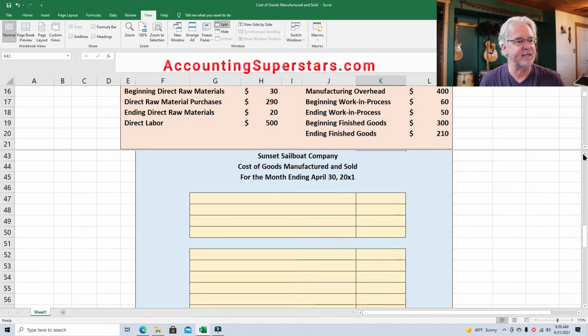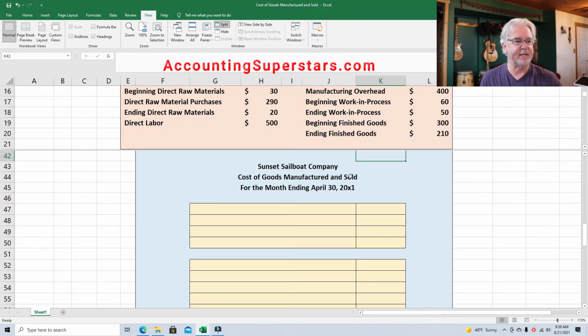This is the Sunset Sailboat Company cost of goods manufactured and sold for the month ending April 30th, 2001. It's really important to have these three items. Number one, you want to know what company you're doing this for, because it's real easy to get things mixed up. Second, you want to know what statement this is, so people know what they're looking at. And thirdly, and very important, is the date. This statement covers a period of time, like this one's covering the month of April, and maybe another statement will cover the whole year or something.